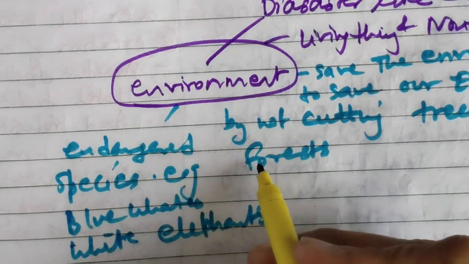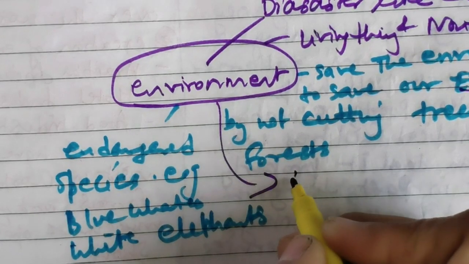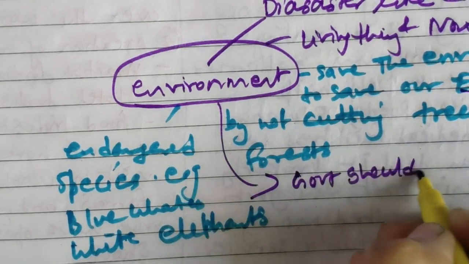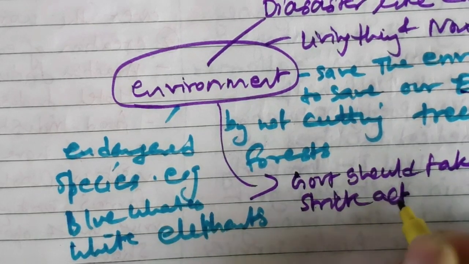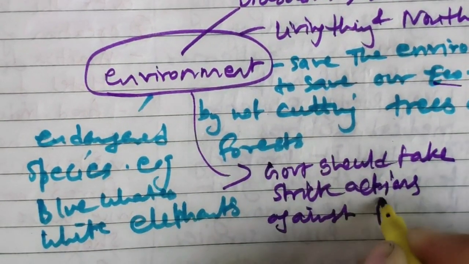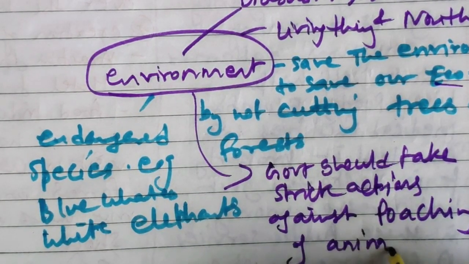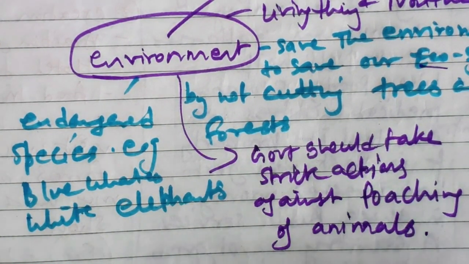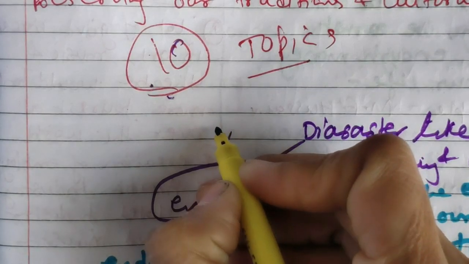And of course we are talking about saving the ecosystem, like we should avoid, and the government should take strict actions against what? Poaching of animals. Okay. Poaching of animals for the sake of profits. Okay, for the sake of industry and profit. So okay, so what can we have to save our environment?